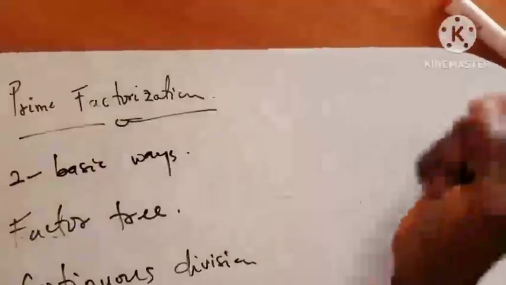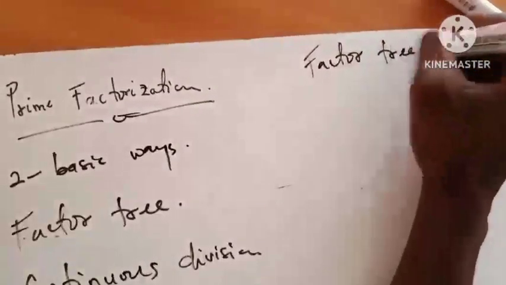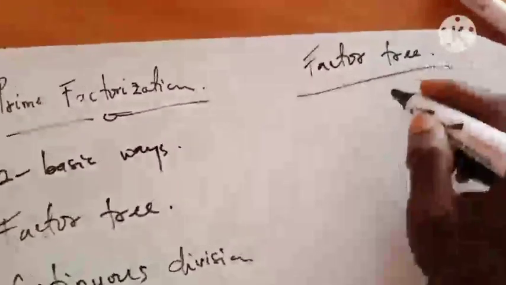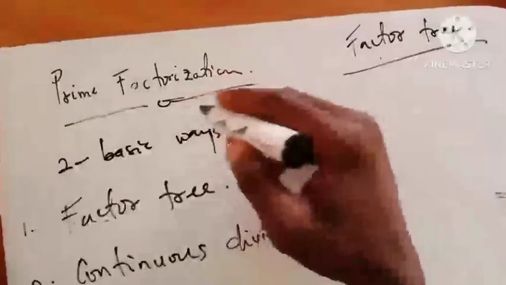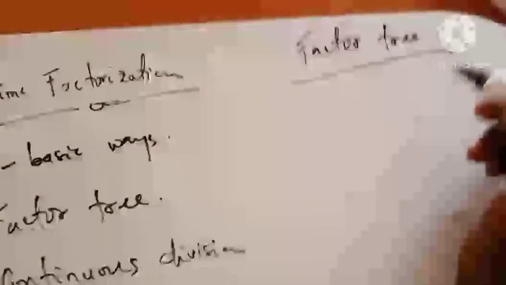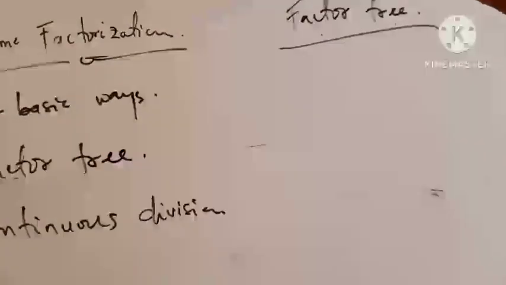Okay, so let's begin with the first one, which is a factor tree. Talking about a factor tree, we know the meaning of a factor, and we are coming to find the prime factors here. A tree is something that you already know. So that is the nature of the thing.